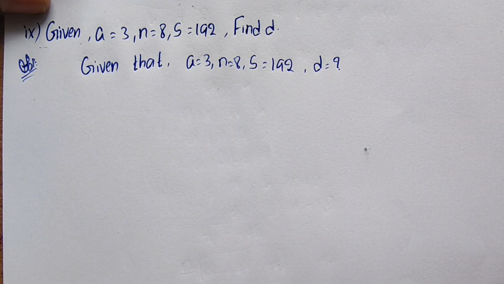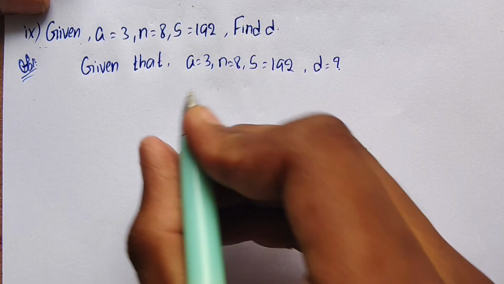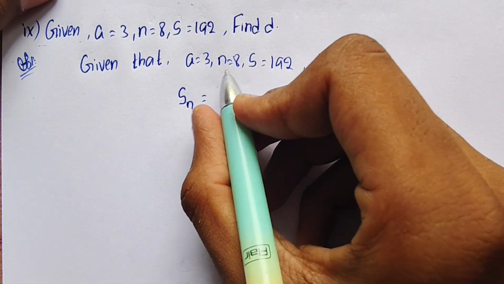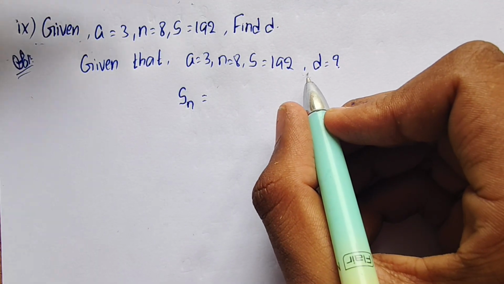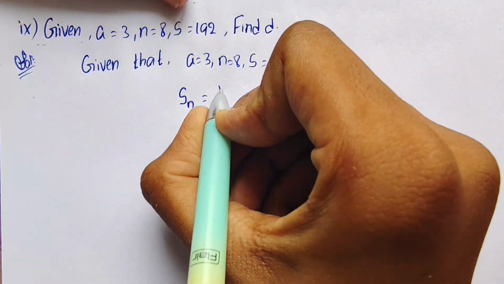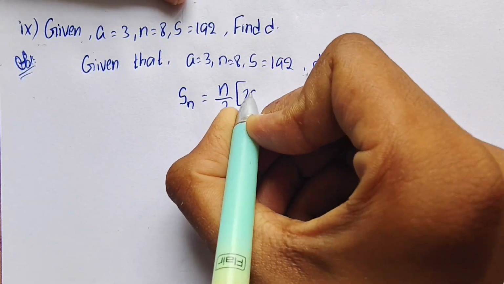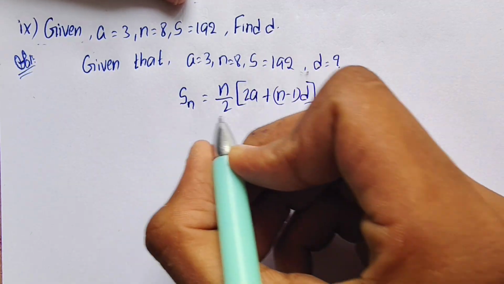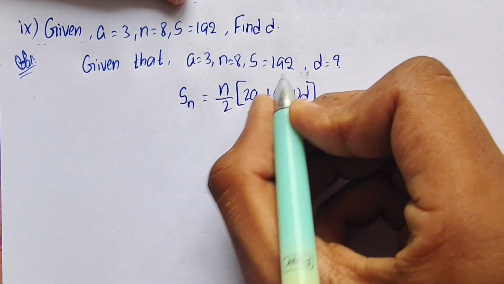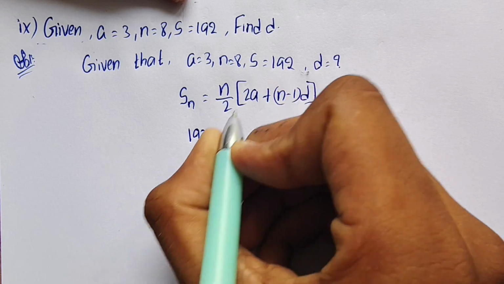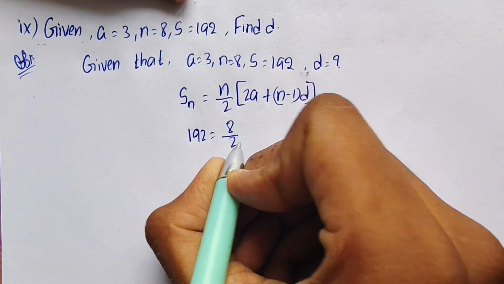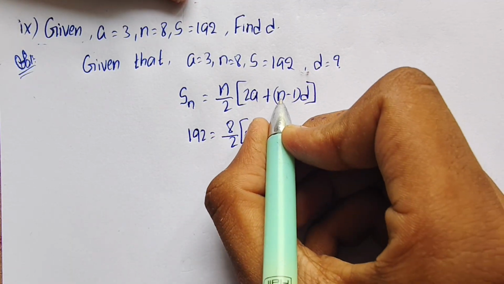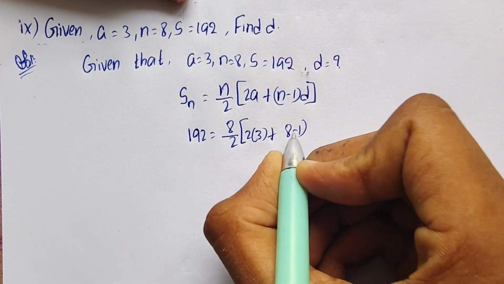So we know the formula of S base n. Here the last term is not given, so the formula is n by 2 into 2a plus (n minus 1) into d. Understand? S is already given as 192. So 192 equals n is 8 by 2 into 2 times the value of a, which is 3, plus the value of n, 8, minus 1, into d.